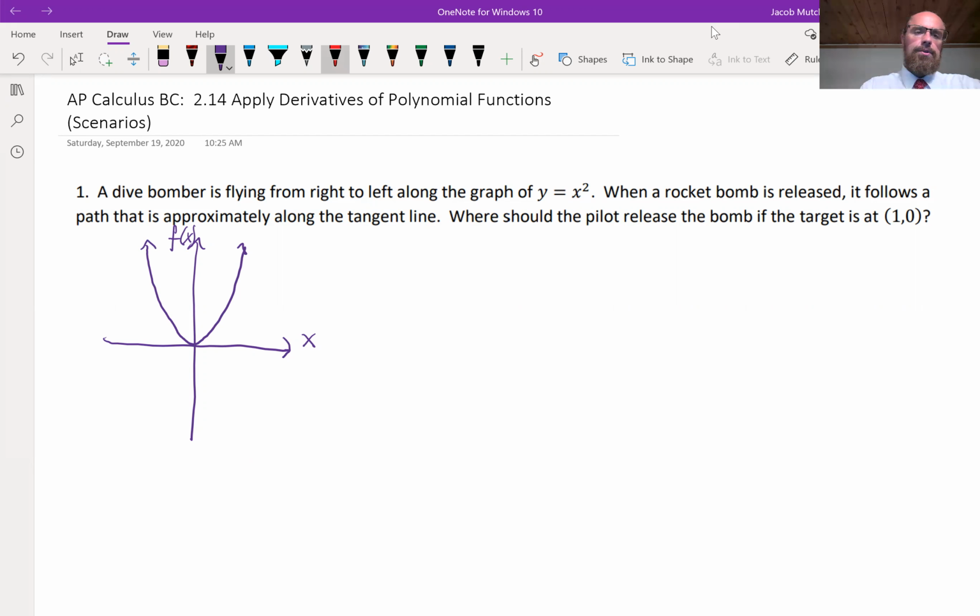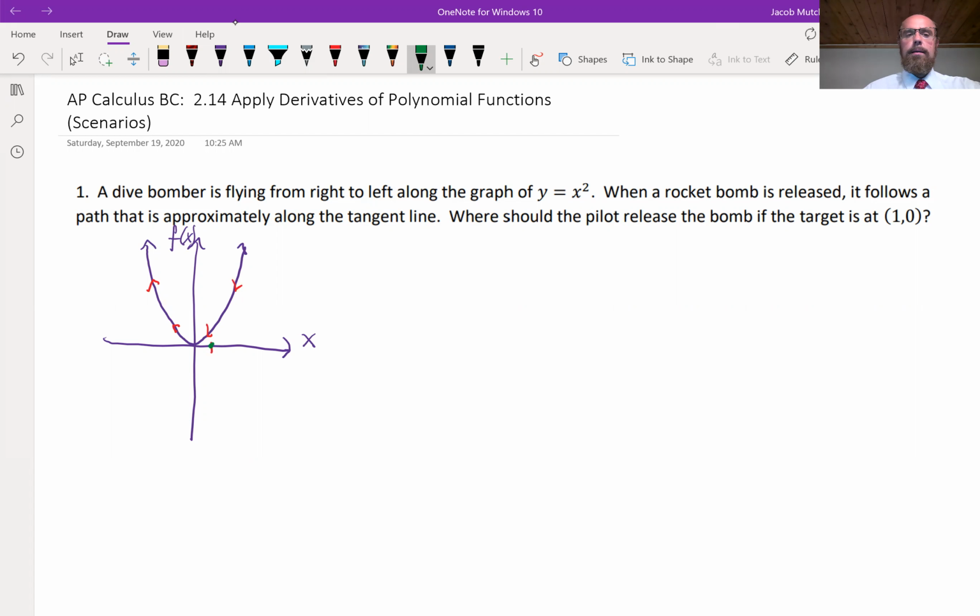So our dive bomber is somewhere along this path. We do have a direction that it's flying. It's flying from the right to the left. If I put some arrows there, that would indicate the path of the dive bomber. And somehow we want this dive bomber to release one of its rocket bombs so that it hits a target at the point 1, 0. So this point we'll mark here in green right on the x-axis, 1 out.